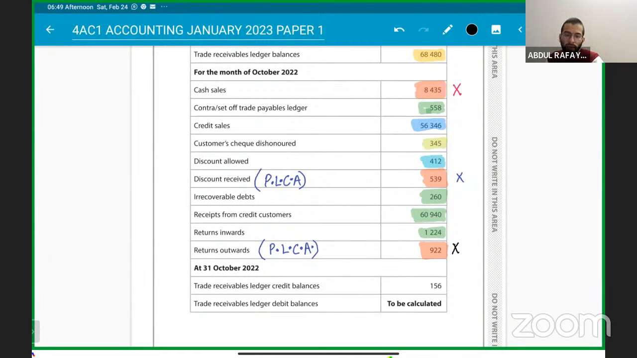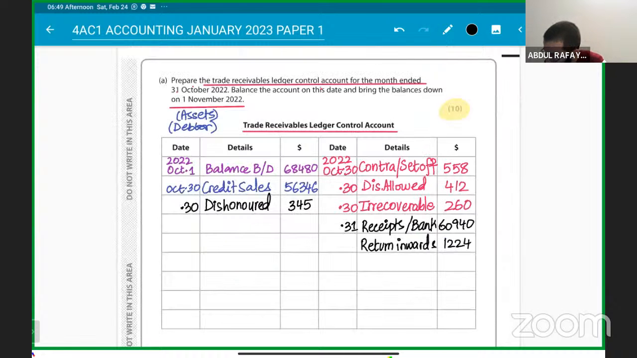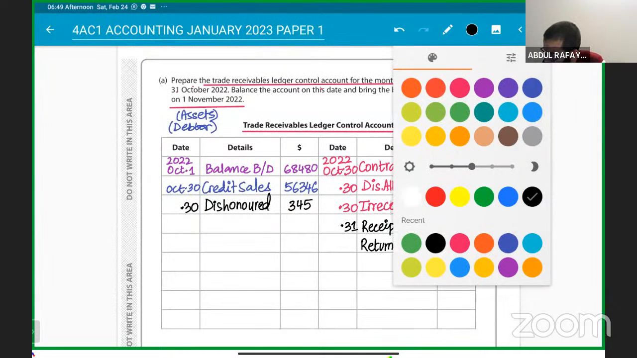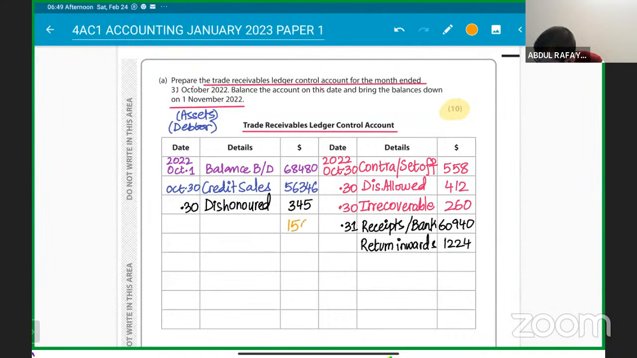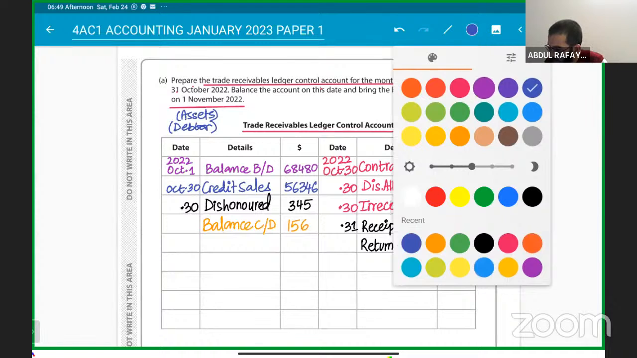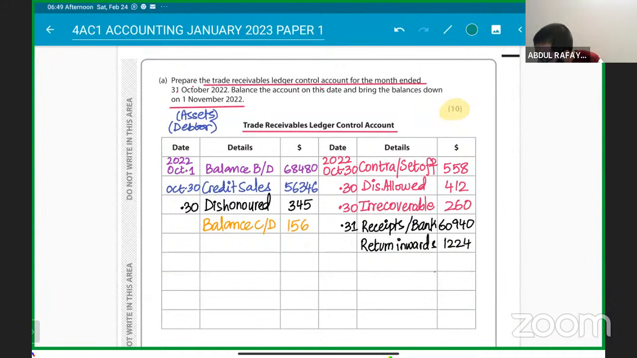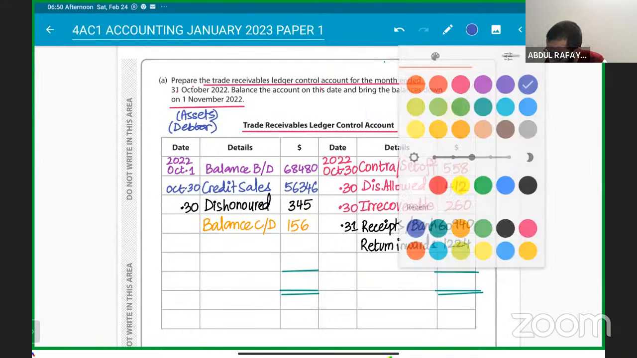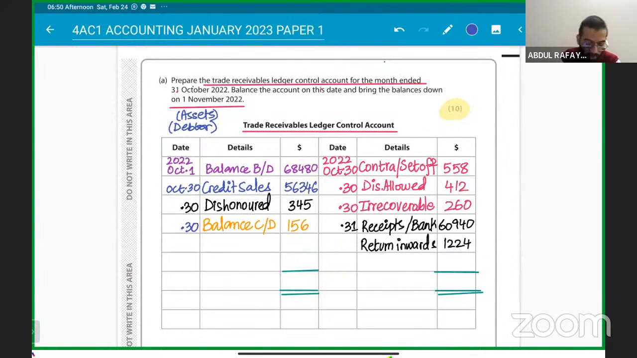They are telling us that the credit balance for the trade payables ledger account is 156. So you can say in a different color that 156 is the balance carried down for the credit balance. What will be the balance for the debit side is what we have to calculate. We can finish this here, and in this case the debit side will be the positive balance, so we need to get the debit side calculated first.